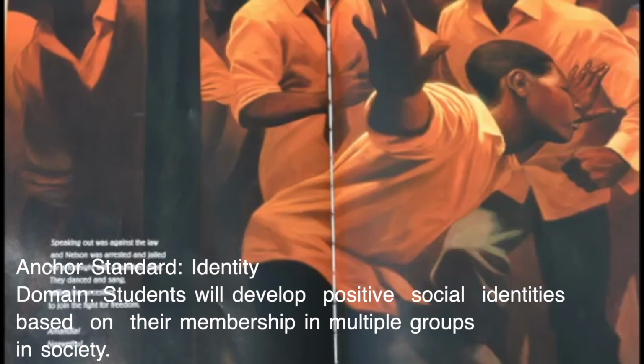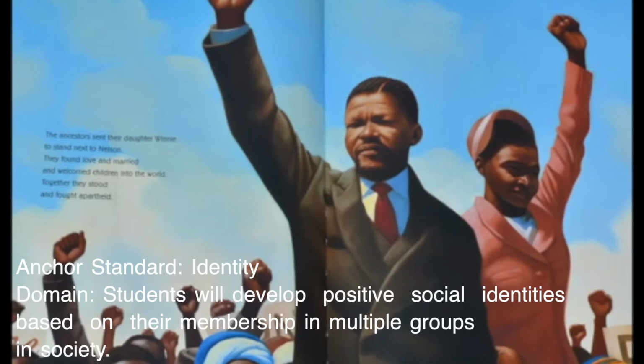Speaking out was against the law, and Nelson was arrested and jailed for a fortnight with 100 men. They danced and sang, calling the ancestors to join the fight for freedom. Amandla Ngowetu. The ancestors sent their daughter Winnie to stand next to Nelson. They found love and married and welcomed children into the world. Together they stood and fought apartheid.